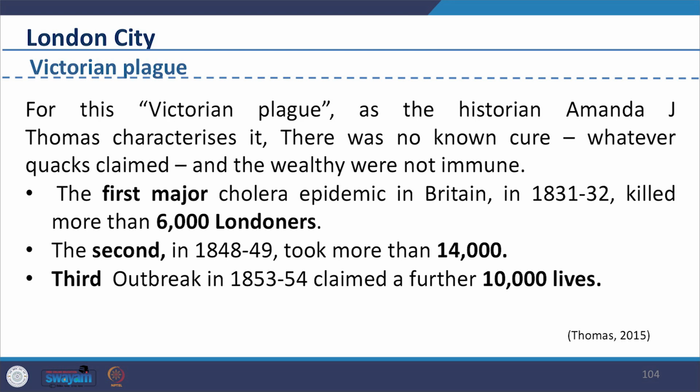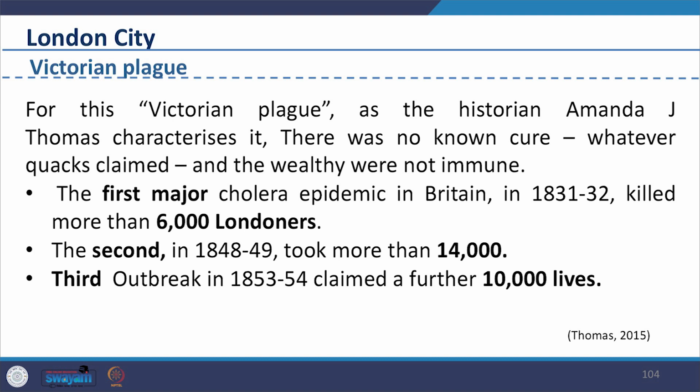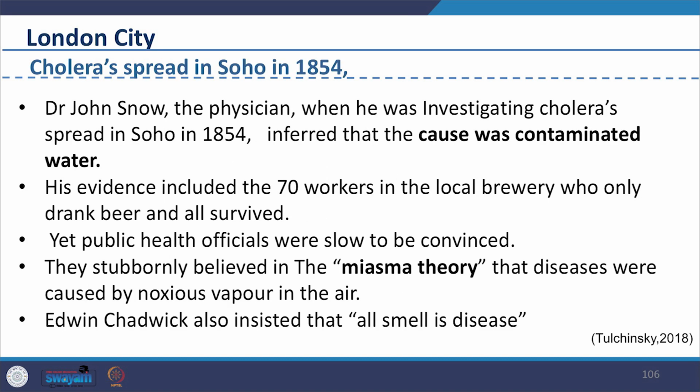The first major cholera epidemic in Britain in 1831-32 killed more than 6,000 Londoners. The second in 1848-49 took more than 14,000. Another outbreak in 1853-54 claimed a further 10,000 lives. Dr. John Snow, the physician, when investigating the spread of cholera in Soho in 1854, inferred that the cause was contaminated water. His evidence included 70 workers in the local brewery who only drank beer and all survived. Yet public health officials were slow to be convinced.